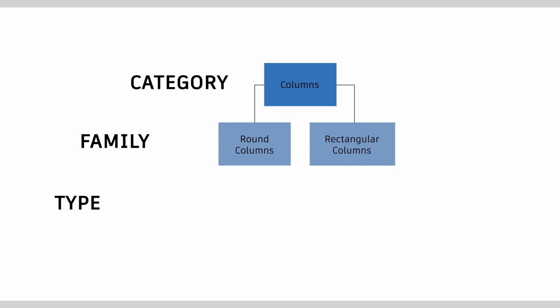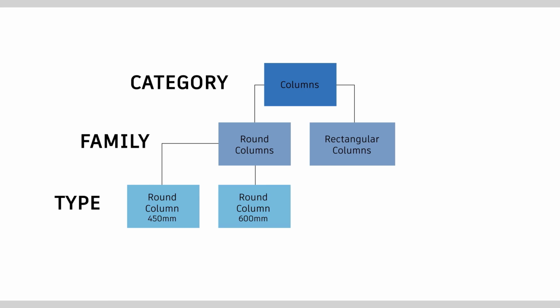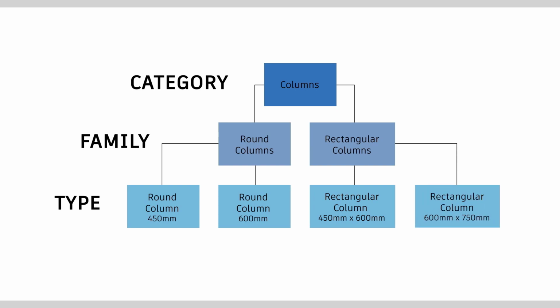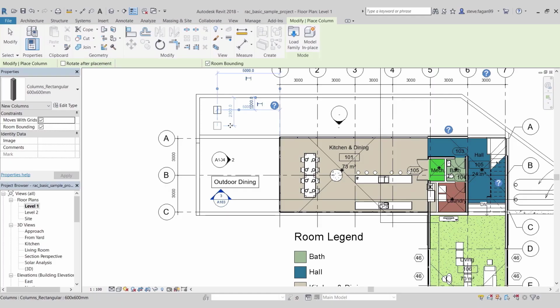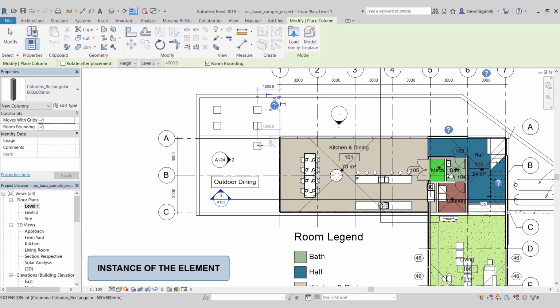A type can be a specific size of that family, such as a 450mm round column or a 600mm round column. These columns will have identical type properties other than the dimensions, and consequently, they are grouped into the same family. Each time you place an element into Revit, you have placed what is referred to as an instance of the element.